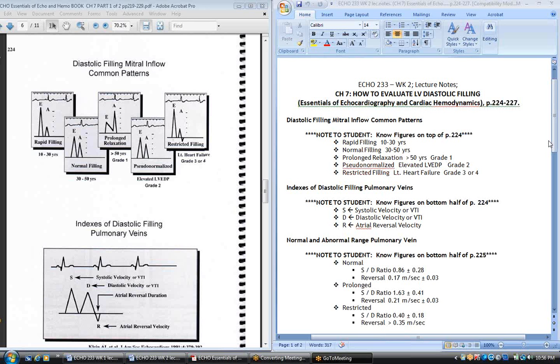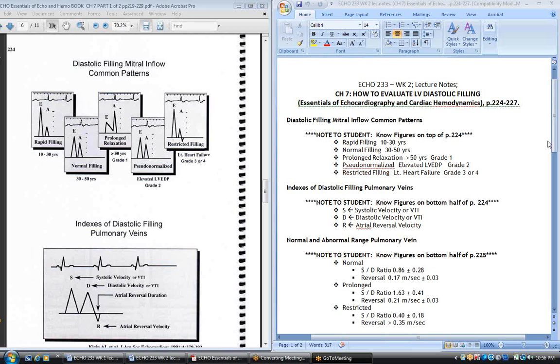If you'll remember from week 1, we talked a lot about diastolic filling, what it is, the normal M-mode patterns, the normal mitral inflow patterns and pulmonary vein patterns that you should expect. Now I want to start talking about diastolic filling, mitral inflow, some common patterns that you'll run into.